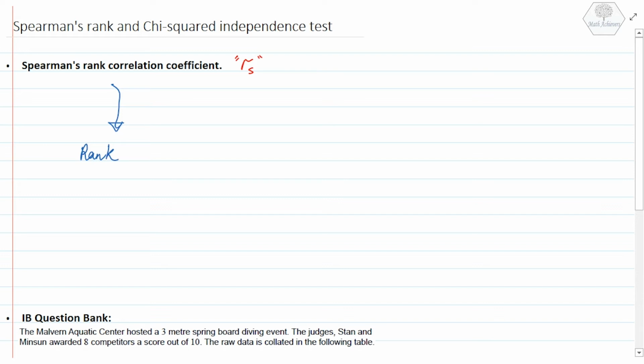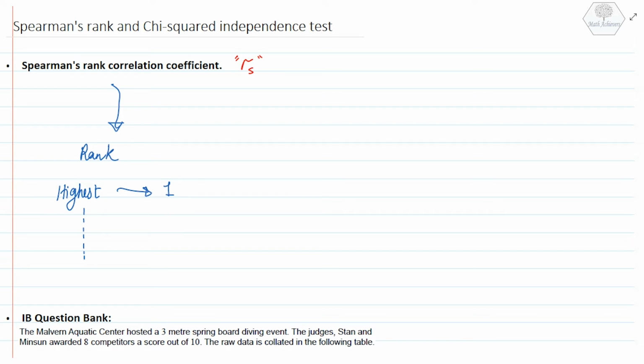How do I rank my data? The highest value, I always assign the highest value to be 1, and descending, I assign 2, 3, 4, and 5, etc.